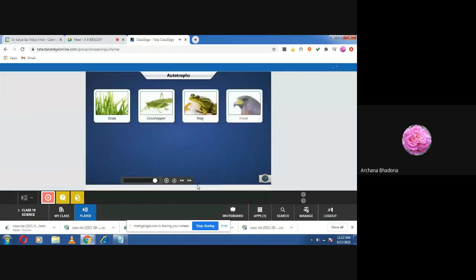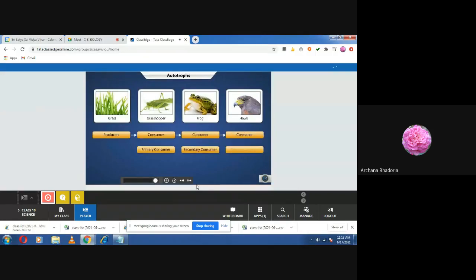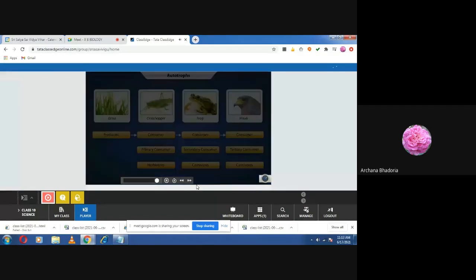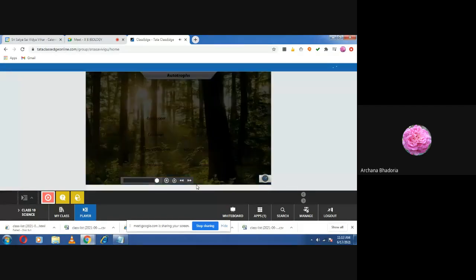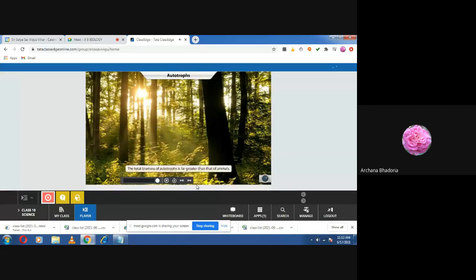To sum up, autotrophs are the primary producers in all food chains, since the materials they synthesize and store are the energy sources of all other organisms. The total biomass of autotrophs is far greater than that of animals. This reflects the dependence of animals on plants and the ultimate dependence of all life on energy from the sun.